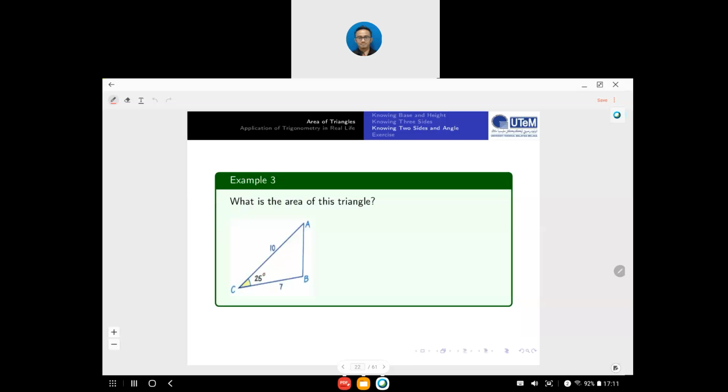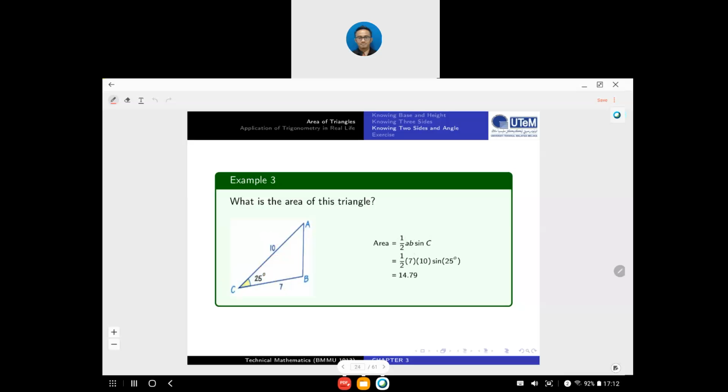What is the area of this triangle? We know that this angle is 25 degrees, and 7 and 10 are the sides. So we can use the sine formula: area equals 1 over 2 ab sine C, since the given angle is C. We put all the items given into the equation, so we get 1 over 2 times 7 times 10 times sine 25 degrees. Make sure when you use degrees, your calculator must be in degree mode, and you must write the degree symbol. If you do not write it, especially in your test, we will deduct your mark. Make sure to write carefully. Your final answer is 14.79. That one is example 3.